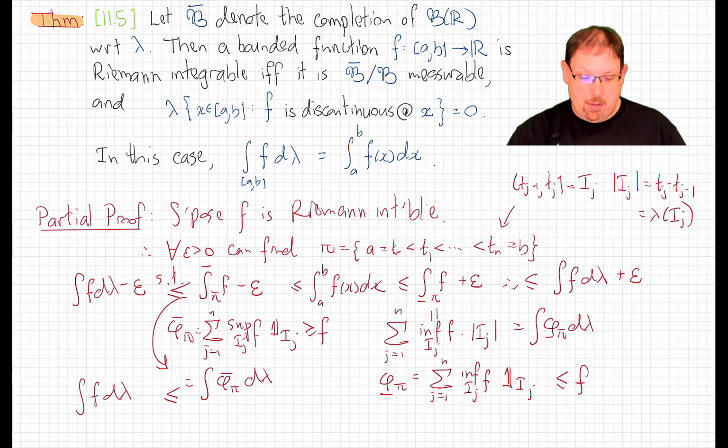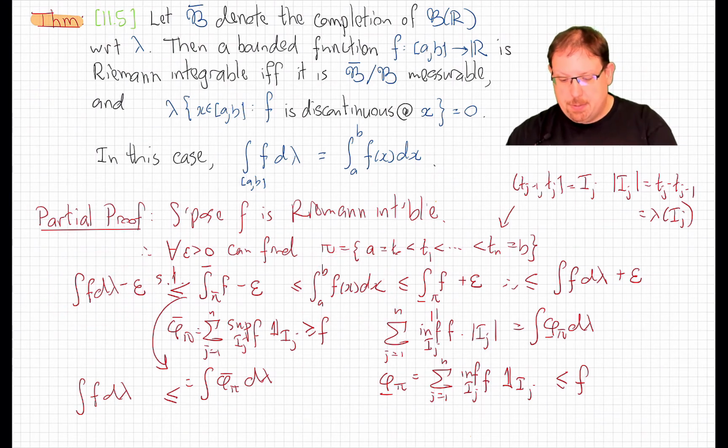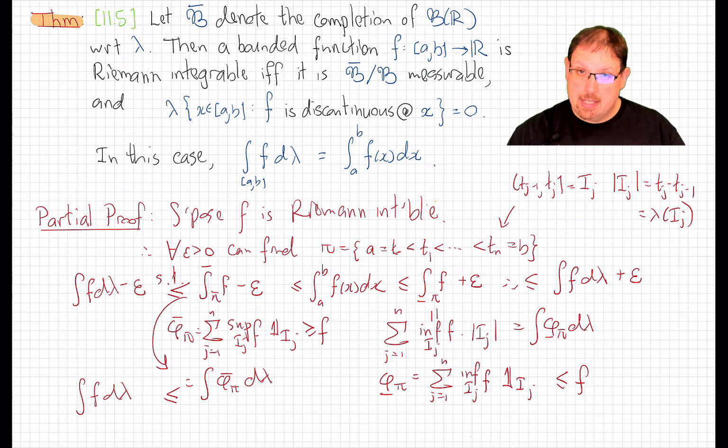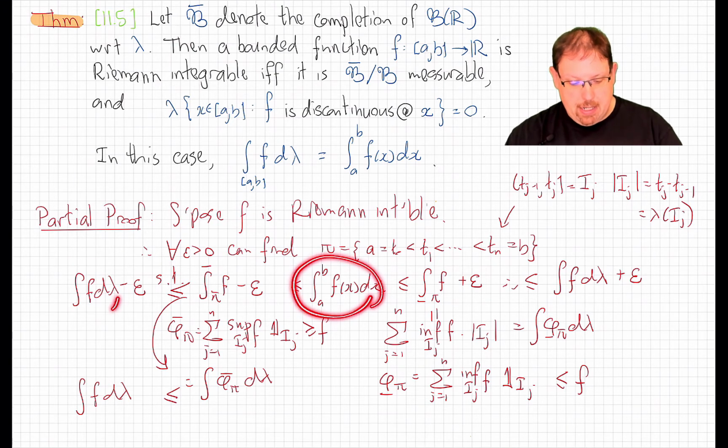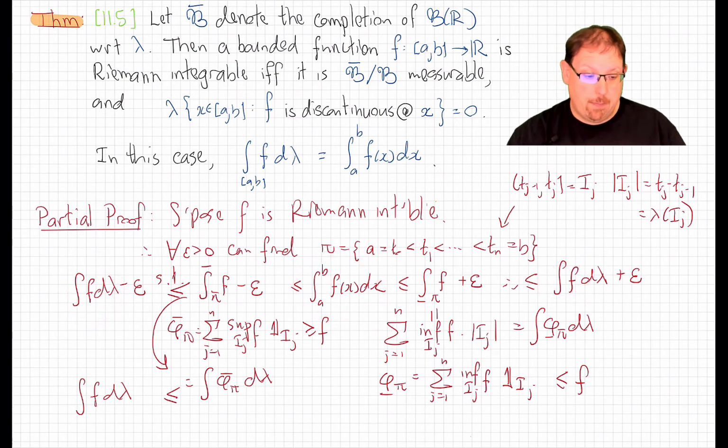So now, putting those together and noting that we've lost the partition, we see that for any epsilon, the Riemann integral sits in between the Lebesgue integral minus epsilon and the Lebesgue integral plus epsilon. It therefore follows that by taking epsilon down to 0, the Riemann integral is equal to the Lebesgue integral, as claimed.